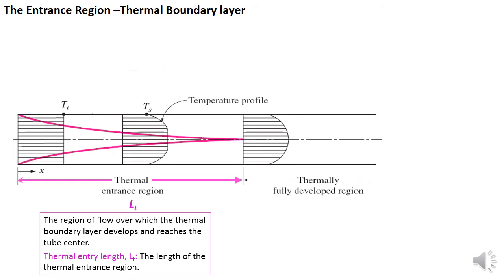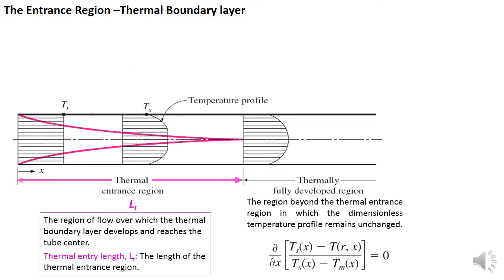After the thermal entrance region, we have the thermally fully developed region, where the condition is ∂/∂x of (Ts − T)/(Ts − Tm) equals 0, where Ts is the surface temperature, T is the temperature of the fluid and Tm is the mean temperature of the fluid. This is the region beyond the thermal entrance region, in which the dimensionless temperature profile remains unchanged.